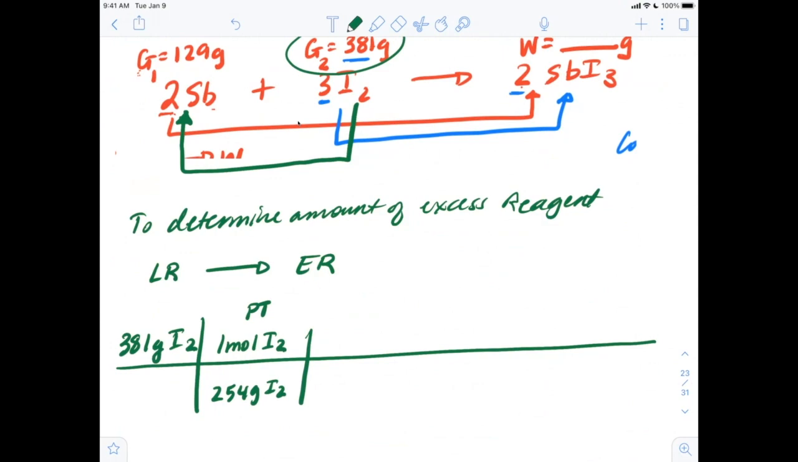Okay, and then the balanced equation. I have to use the molar relationship between the two formulas, this one here and that. Since moles of I2 is on the bottom, I have to write this 3 right here. 3, right? And then the other one is 2, so it's going to be 2 moles of Sb on top. And this is going to be PT.